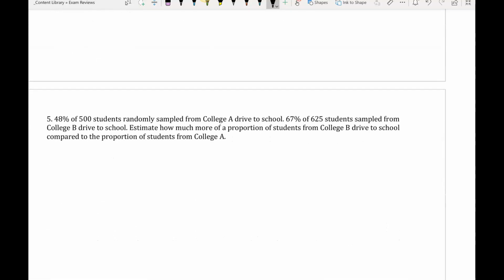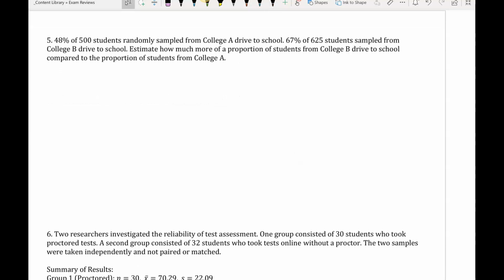All right, 48% of 500 students randomly sampled from College A drive to school. 67% of 625 students sampled from College B drive to school. Estimate how much more of a proportion of students from College B drive to school compared to the proportion of students from College A. Okay, so when I look at this one, I'm going to notice a couple things. One, first, that these are percentages, okay? And they're percentages of a certain amount of students. And so consequently, that tells me that I'm going to be running a proportions test of some kind.